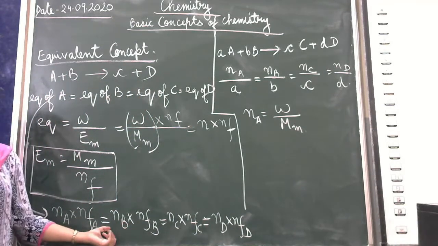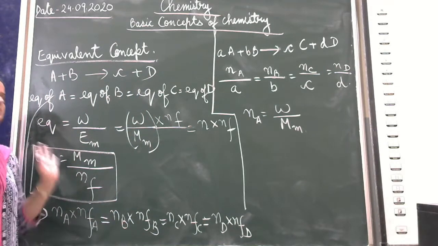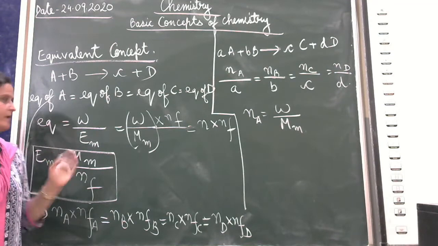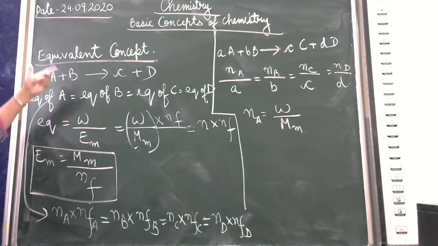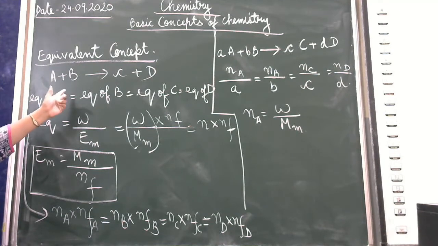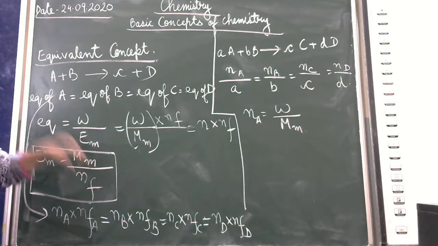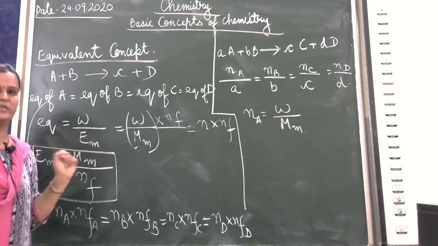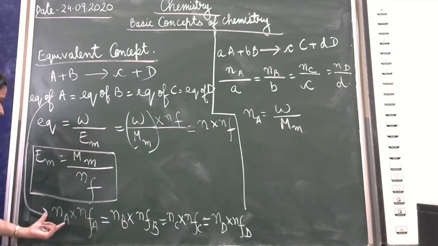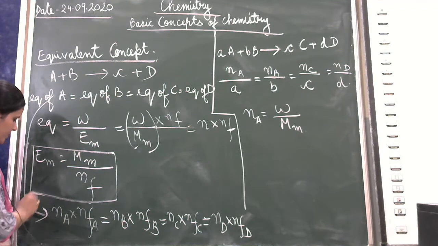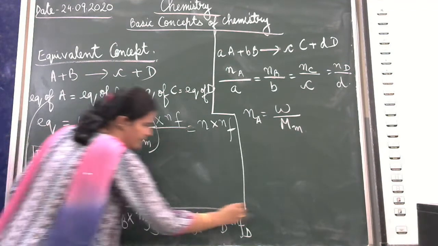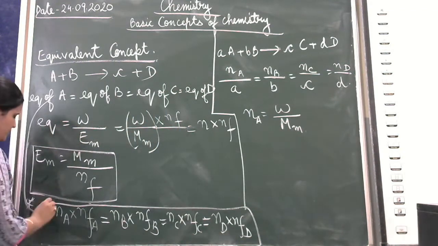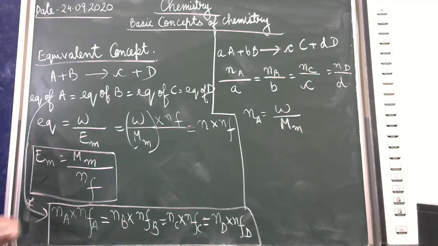what we are going to use when we will solve numericals. Okay? So why I say this equivalent concept is very important, because this helps us to solve the numerical even when we do not have a balanced equation. Okay, here I am just going to use this equation. So kindly, this is important. Do note it down. That equivalent is actually moles into n factor.